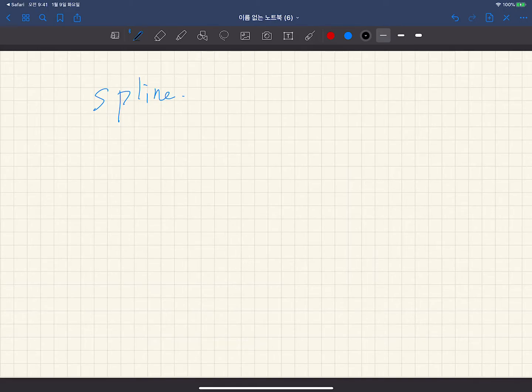Okay, so what was the ugly thing? The ugly thing was discontinuity at the boundaries. So, to remove such discontinuity, what we should do is just introduce some constraint.